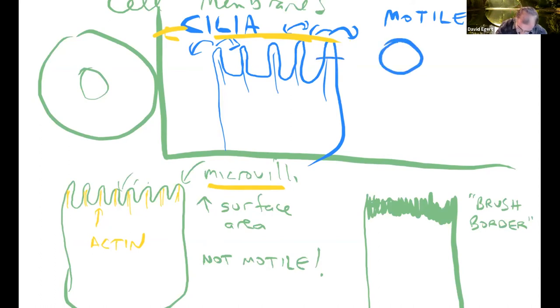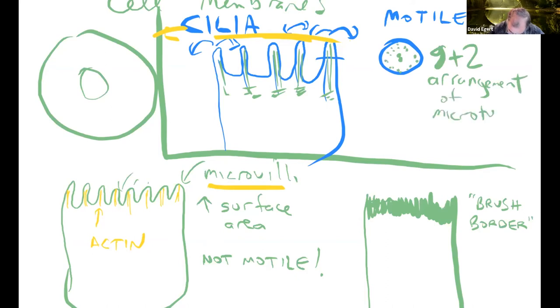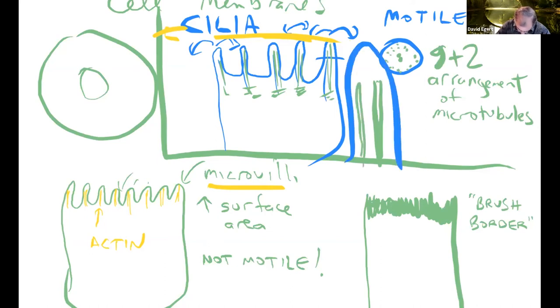If I do a cross section of one of these, these are filled with microtubules. At the base of them, they have these little basal bodies that the microtubules spring from. And if I look inside, we see a 9+2 arrangement of microtubules. So the basic idea here is you've got these microtubules, and the microtubules have these little proteins called dyneins. Dynein, dynamic, means motion. And it pulls on one side with respect to the other side.